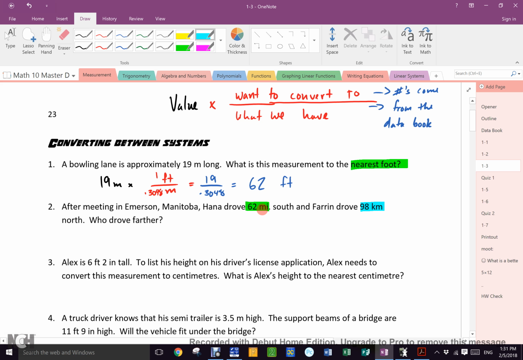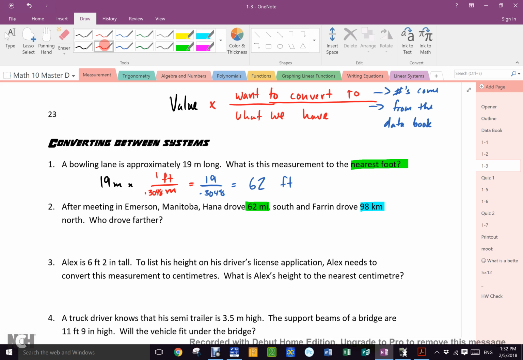Now, here's the other mistake you're going to make. You're going to do a calculation, aren't you? And that's going to give you a number, isn't it? Is that number the answer? No. What's the answer? The person's name, Hannah or Farron. Everybody understand? Okay, great. Do whichever one you want to do.